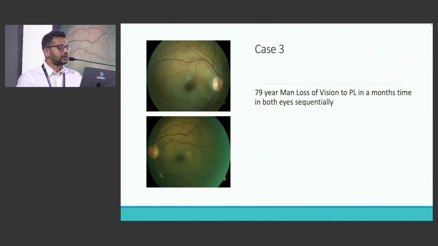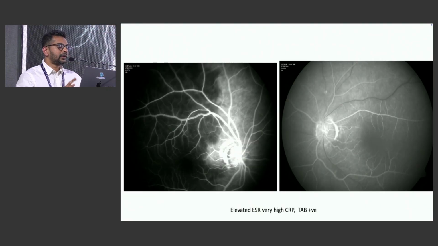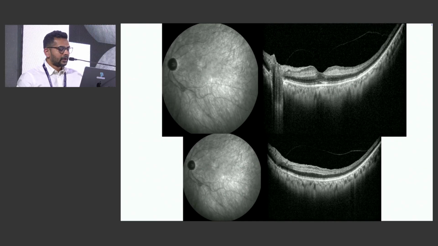This is another patient who came with vision loss to PL over a month's time, in the left eye followed by the right eye, and both eyes showed features of central retinal artery occlusion. On FFA, it showed features of CRAO along with an area of choroidal filling defect suggestive of posterior ciliary artery occlusion, and workup showed GCA. So I just want to highlight that GCA can produce blurring of vision in the fellow eye in a matter of a few days. So we have to start the treatment aggressively to prevent blindness.